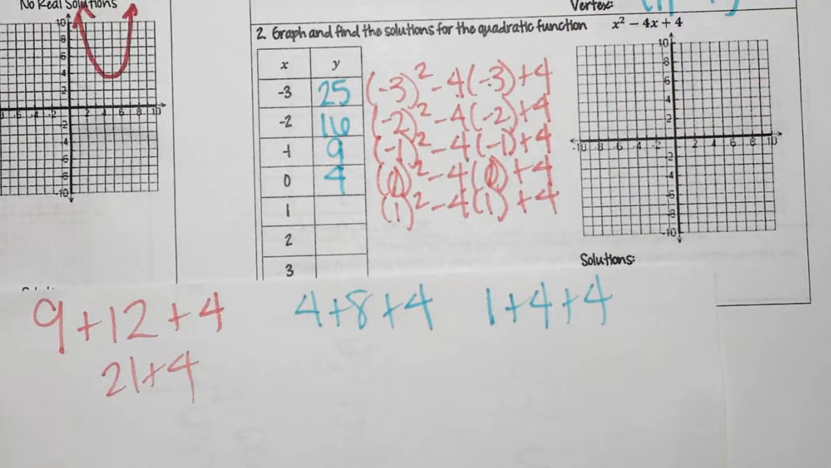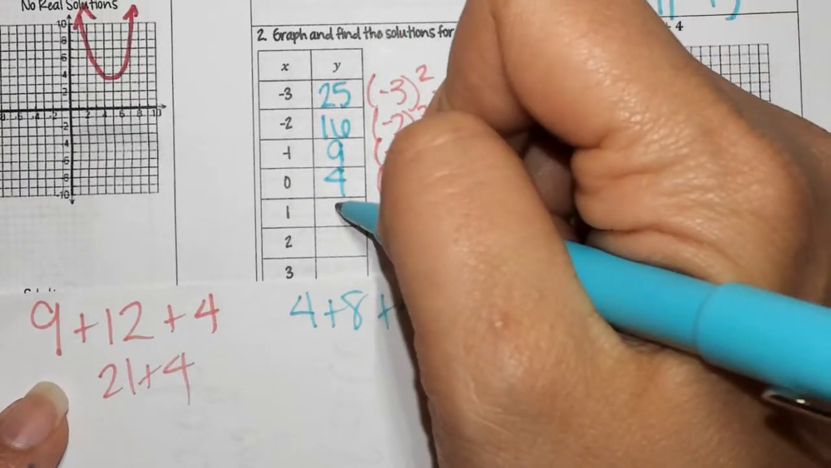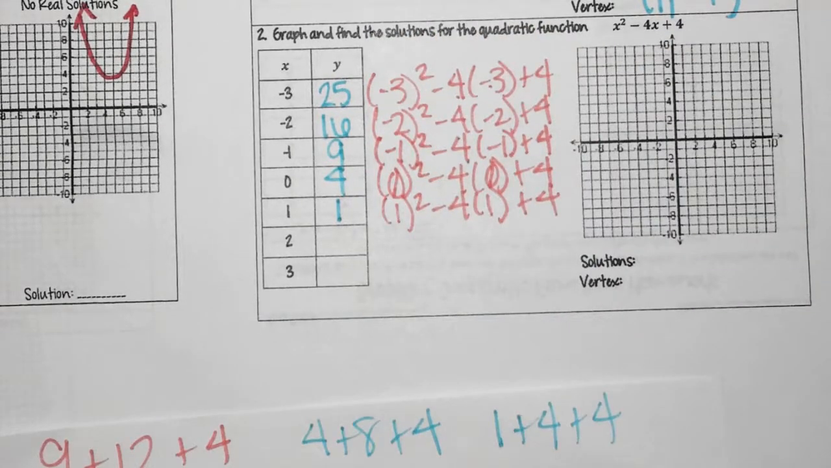Alright, what's 1 squared? 1. What's 4 times 1? 4. What's 1 minus 4? Negative 3. And what's negative 3 plus 4? 1. Alright, he was right there. What do you think the next one's going to be?